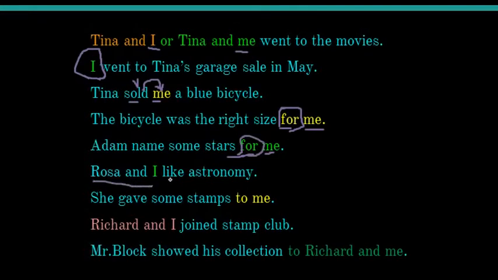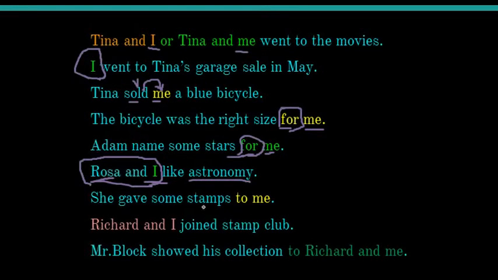Rosa and I like astronomy. When you speak or write about yourself and another person, always name the other person first. Like in this sentence, Rosa, and then write your name. So I is a subject pronoun, and in this sentence we have a compound subject, Rosa and I. In a compound subject, always name the other person first, then I will come. Me is always an object pronoun.